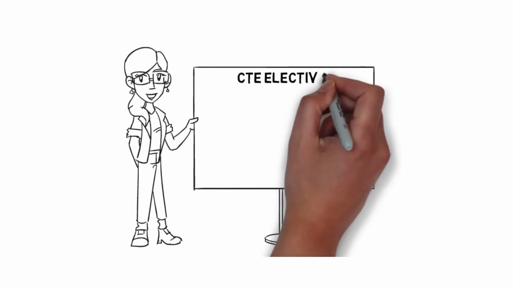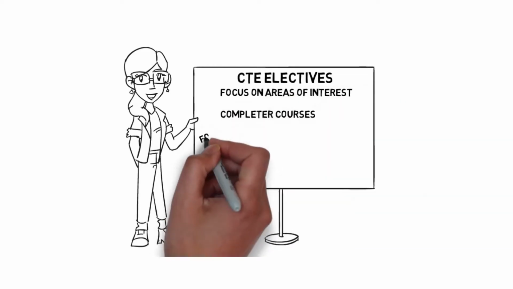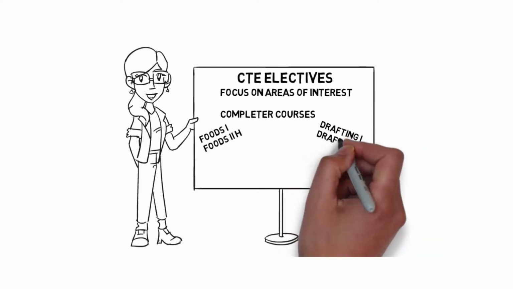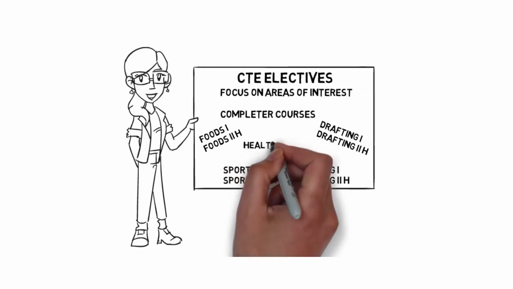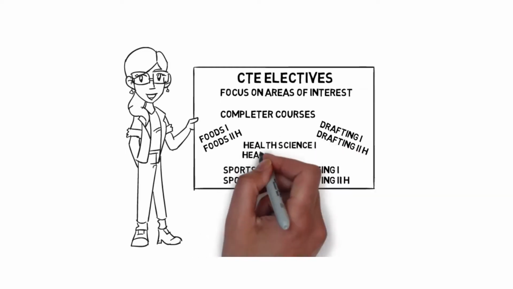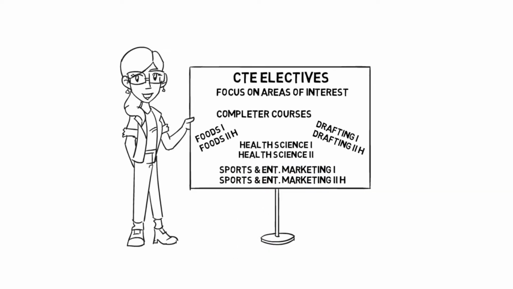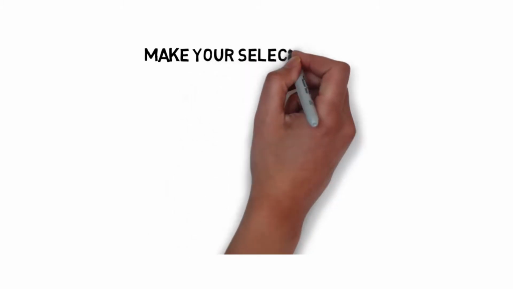When choosing elective courses, you will want to focus on areas of your interest. Consider taking multiple levels of a course to demonstrate mastery, such as Foods 1 and Foods 2 honors, or Drafting 1 and Drafting 2 honors, or some of these other examples. You will now have time to select the remainder of your courses. Please remember that you should have 8 primary selections and 3 alternates.